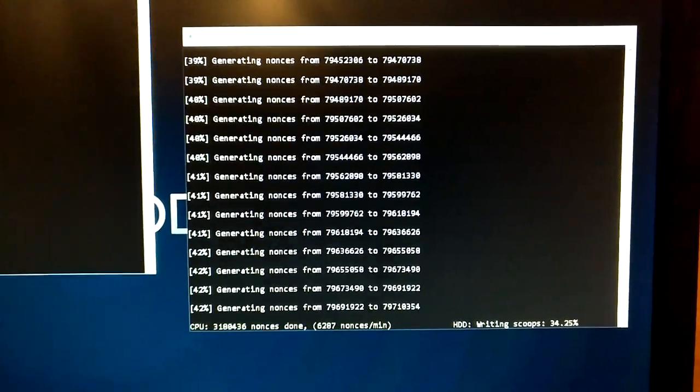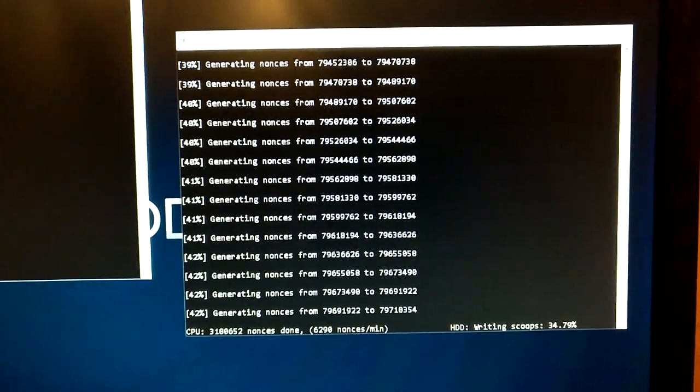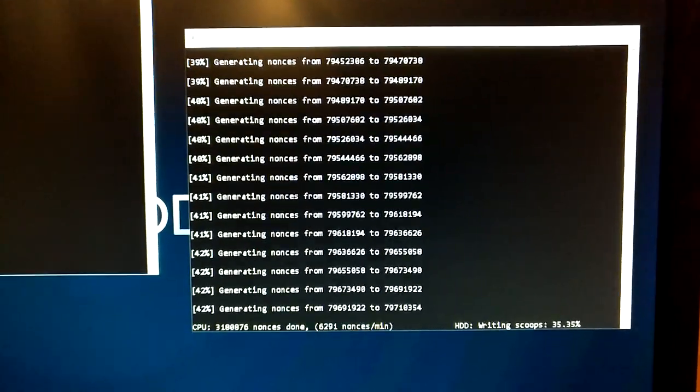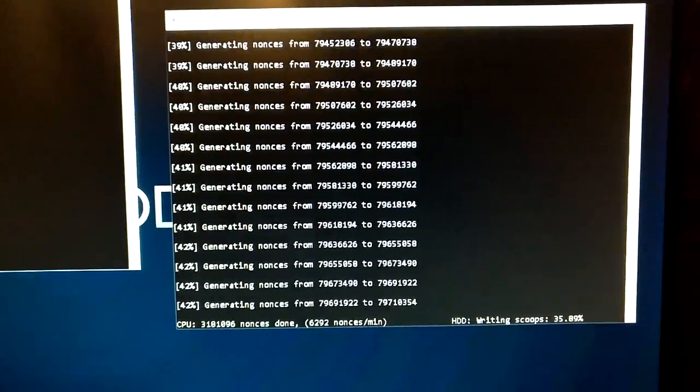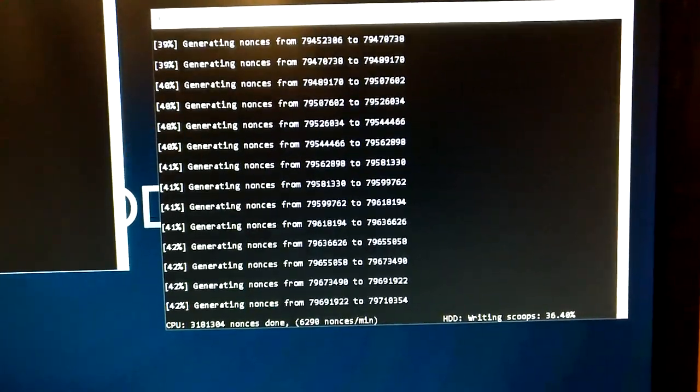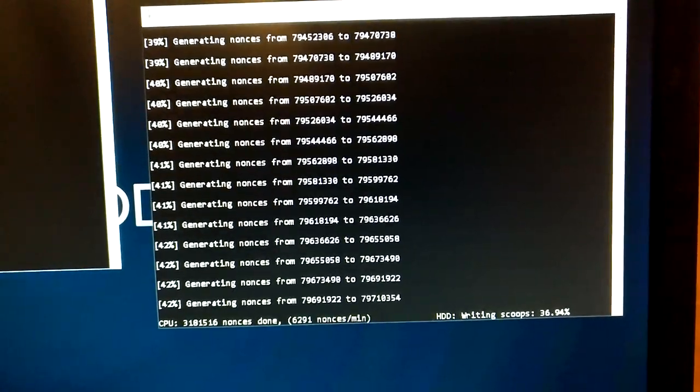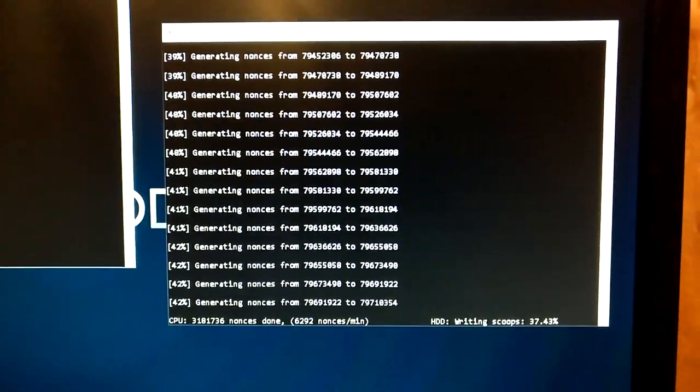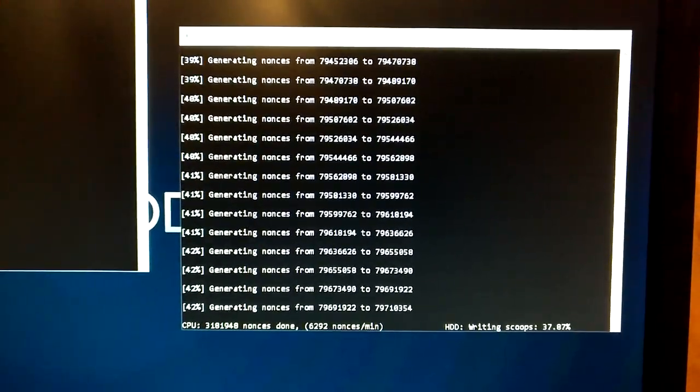So this is the Blago Xplotter, and it is currently plotting a hard drive, and the computational speed it's reading is 6200 nonces per minute, almost 6300 nonces per minute.